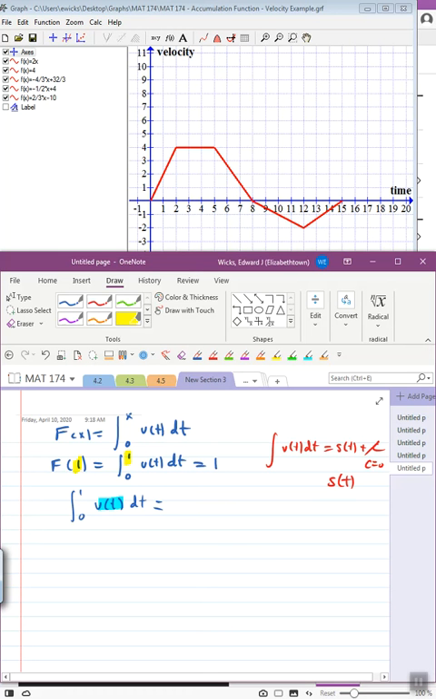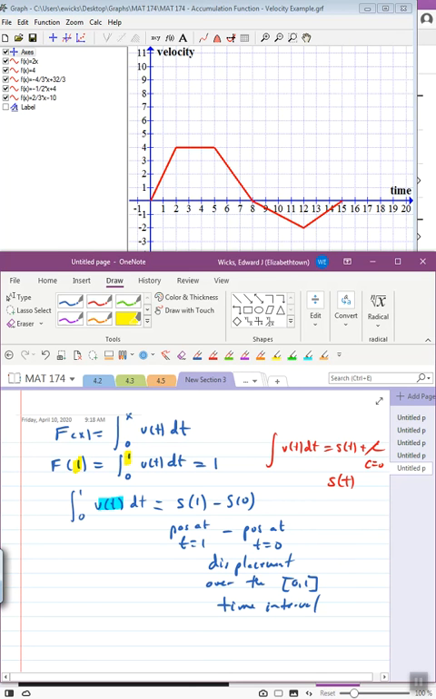And what our fundamental theorem said is, if you want to evaluate from 0 to 1 the integral of v of t, you just find the position function, you evaluate at 1, and then you subtract what you get when you evaluate at 0. Well, what do you get when you take the position at time 1 minus the position at time 0? Doesn't that give you the so-called displacement over the 0 to 1 time interval? Does everybody agree?